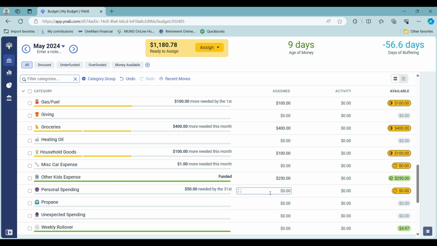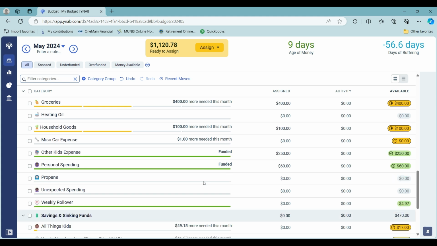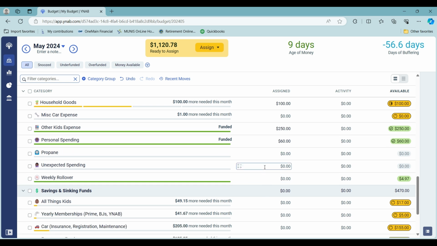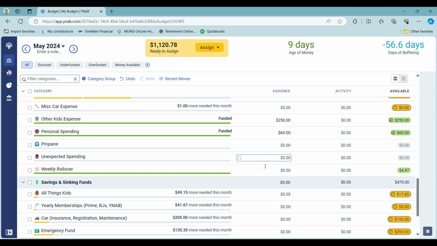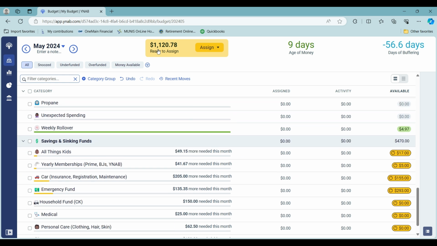All right, personal spending. I'm just going to put $50, actually $60 in here. I'm hoping to get a pedicure sometime soon. I still haven't gotten that. Propane, we're good. I definitely know that. Unexpected spending, I can't put any money in here because I don't think I'm going to do anything with that. Okay, so we have $1,120.78 left, and this is good.